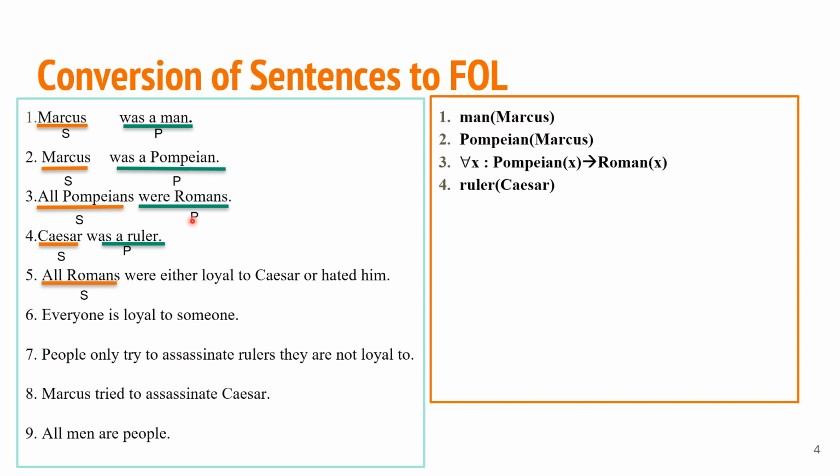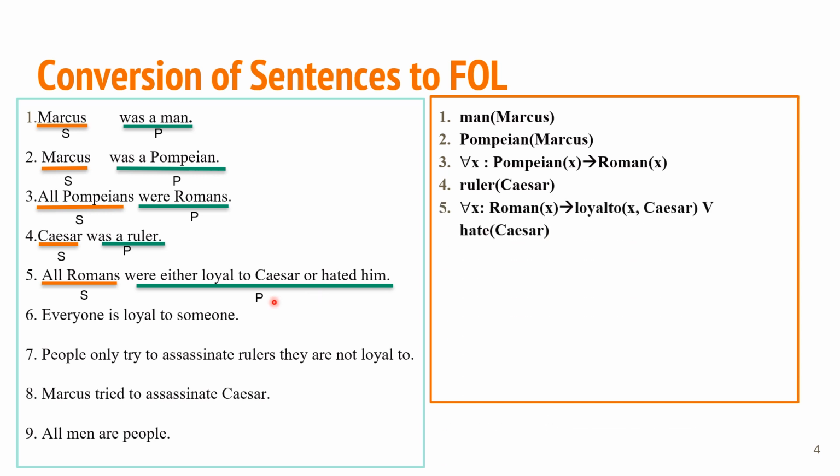And the fifth sentence, again we have a quantification: all Romans is a subject, were either loyal to Caesar or hated him is a predicate. Here you have to consider that in the predicate we have a complex sentence. There are two predicates, loyal to Caesar and hated Caesar, which are connected by a connective called logical or. That representation should be reflected in first order logic. So for all, we introduce a variable x. If x is a Roman, that is the subject. And in the predicate part, we write: x is loyal to Caesar or x hates Caesar. So here there is a correction, x comma Caesar.